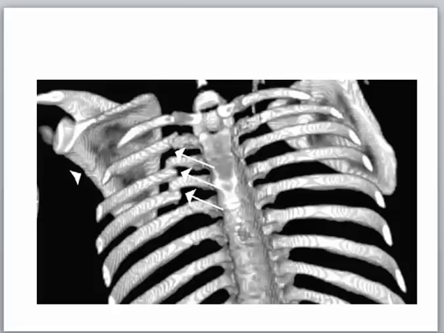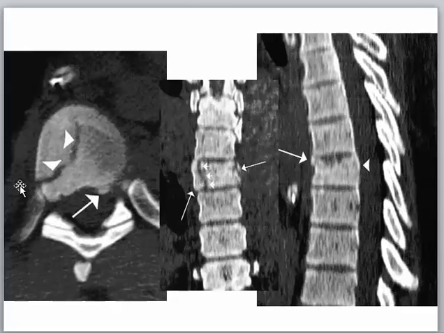Here in this slide we can see the value of the 3D reconstruction with the multiple fractured ribs and a line of fracture in the scapula here. In this one you can see the value of reconstruction in showing the instability.